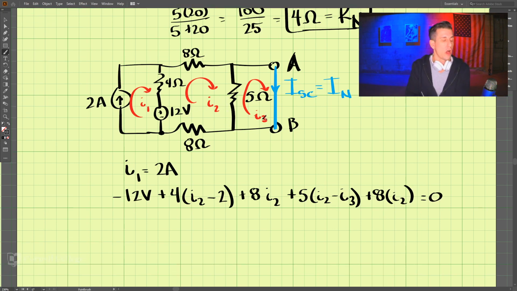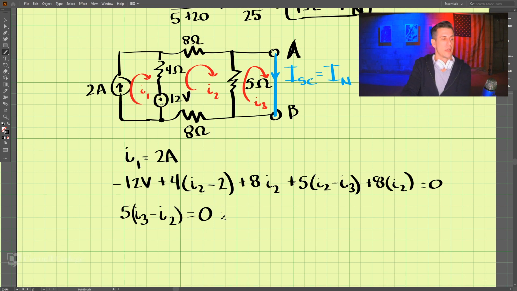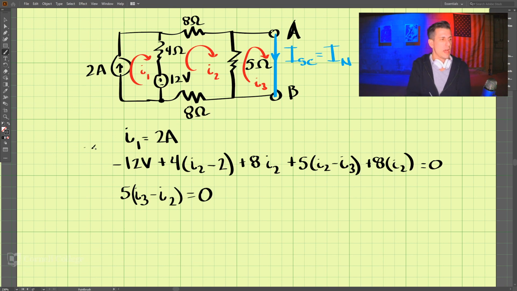And around loop 3, let's do loop 3 now. We have loop 3, we have 5 times (I3 minus I2) is equal to 0. Okay. So continuing on, we have our 3 equations, 1, 2, and 3.